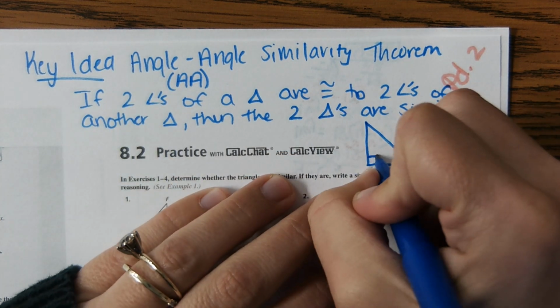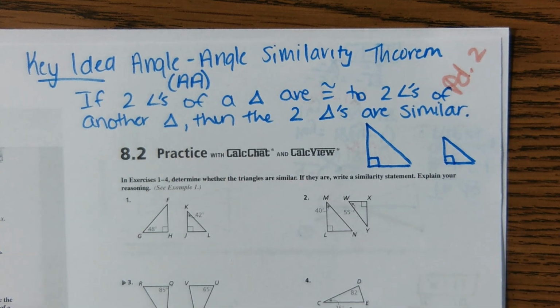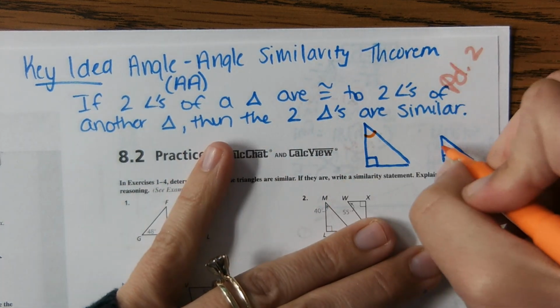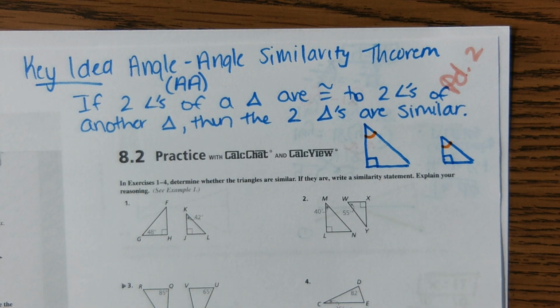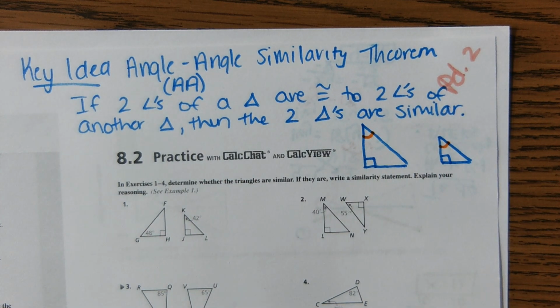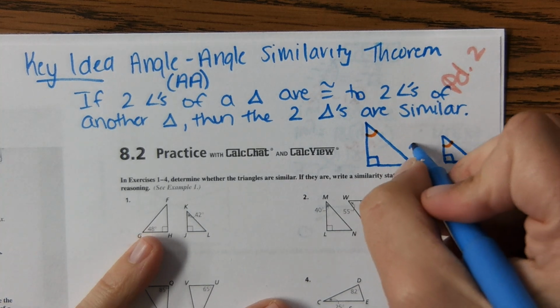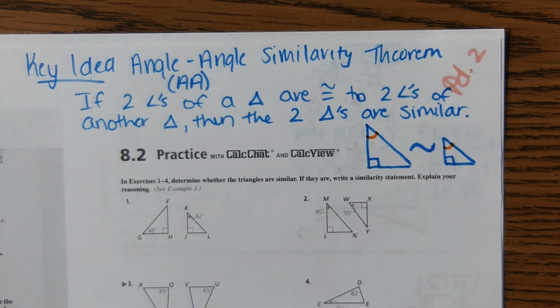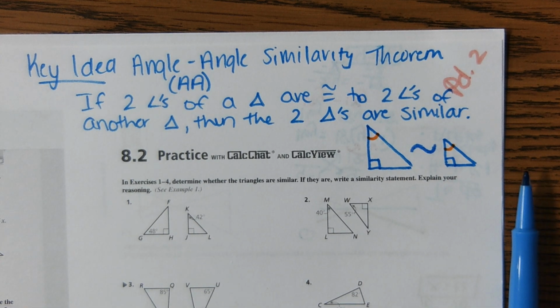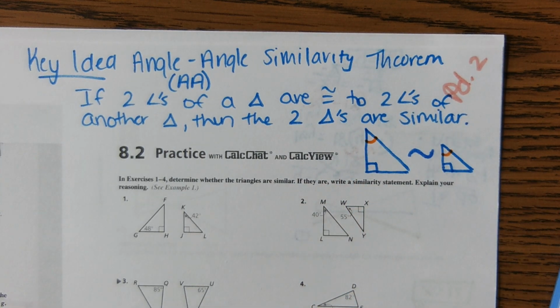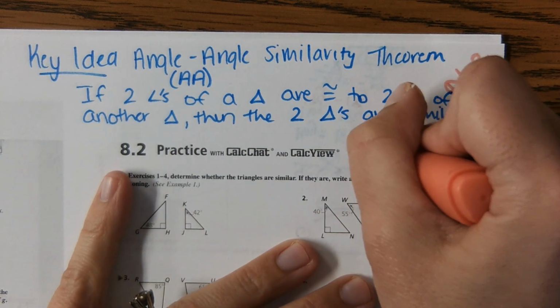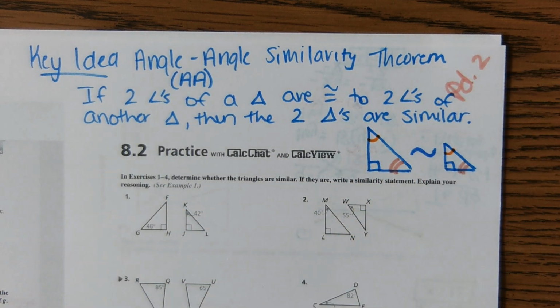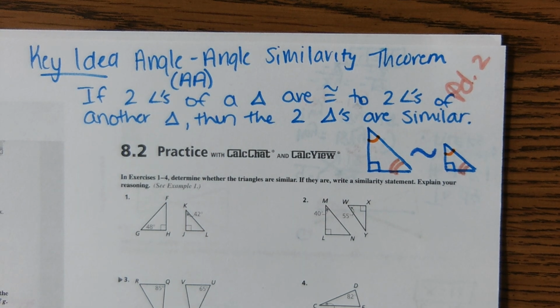Let's say they both have a right angle here, and then we're told that this angle is equal to this one. If you have two angles that are in common, then these two triangles are similar, meaning that they are proportional. It's just like a bigger version of the other one. The reason why is if you have two angles that are in common, then the third angle must be in common as well. This would be equal to this, like that. And the two triangles are similar. So that's the big idea for this lesson, and we're going to go through the examples.